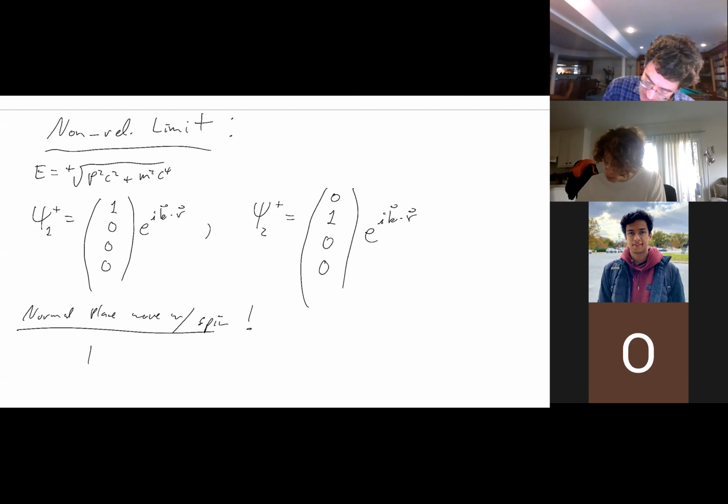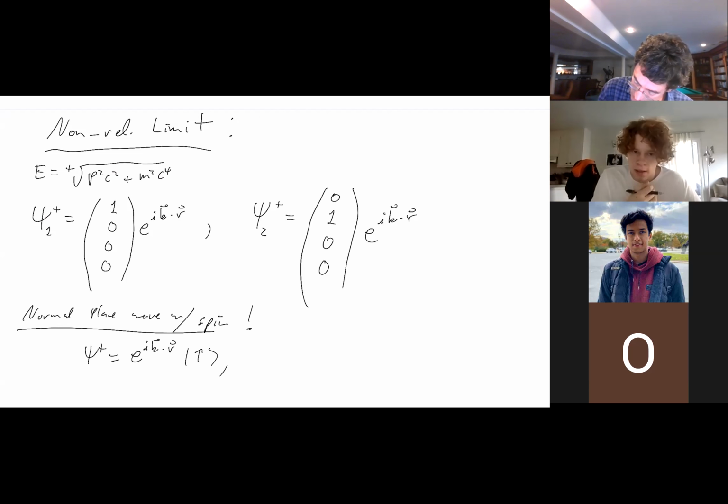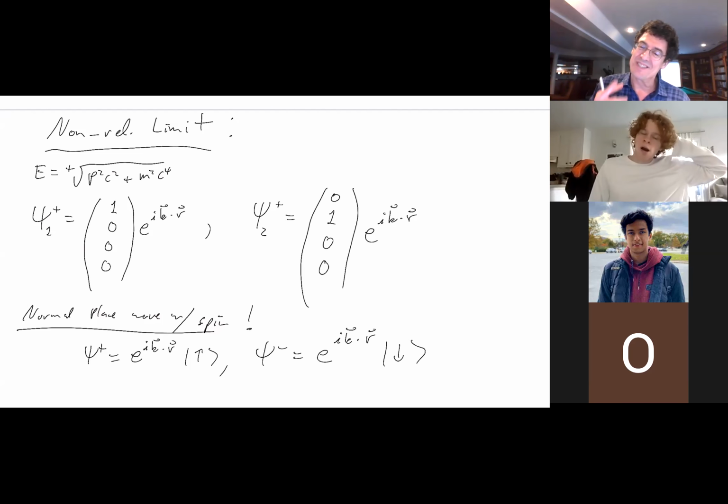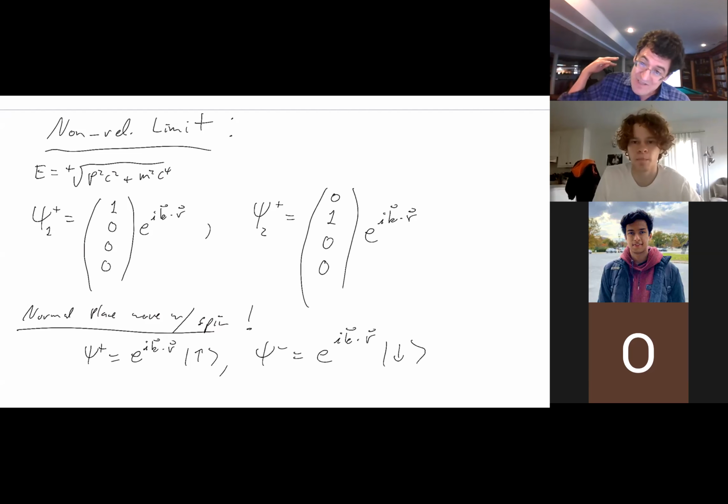Because you just basically have psi plus is equal to e to the i k dot r times up, and psi minus is equal to e to the i k dot r times down. You've done this a million times, so you've seen this before. But we derived it, we derived spin. What we did was, starting from the solution that the Hamiltonian is proportional to momentum, we just derived spin.